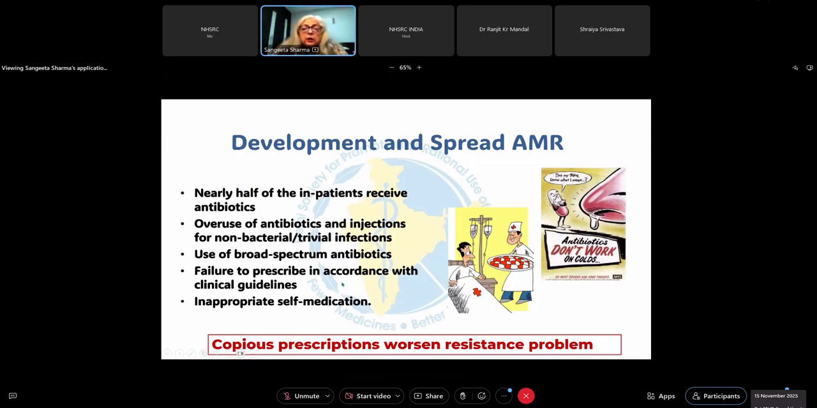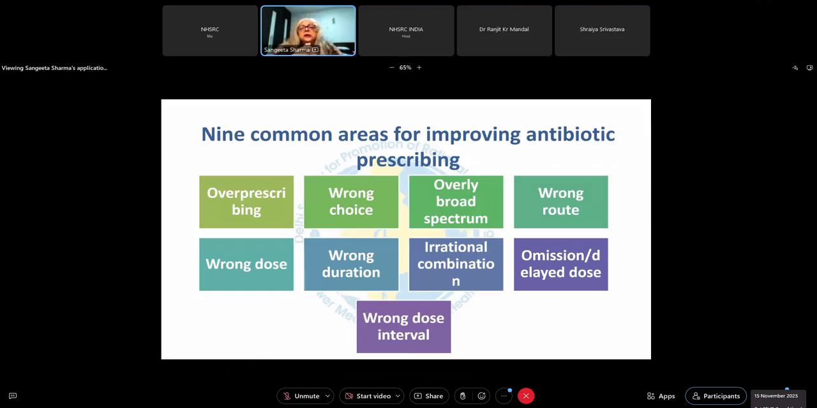And also, the prescribing is not in accordance with the standard clinical guidelines. And of course, patients are also self-medicating, taking incomplete doses, not completing the duration, some people taking it for more than the required time. But the bottom line is, these copious prescriptions worsen this resistance problem. There are 9 common areas for improving antimicrobial prescribing.